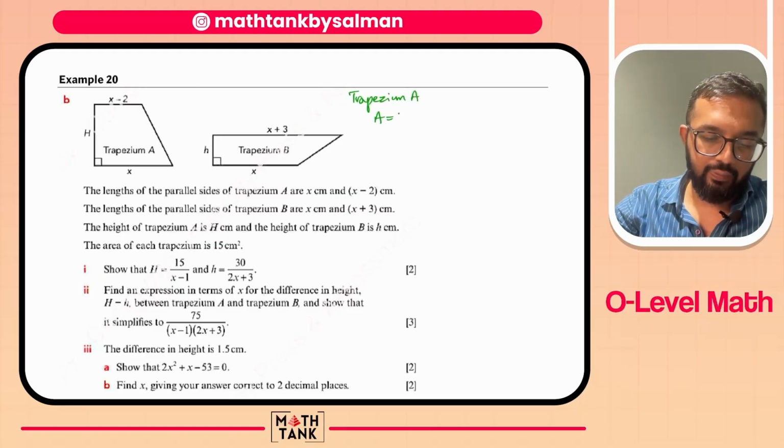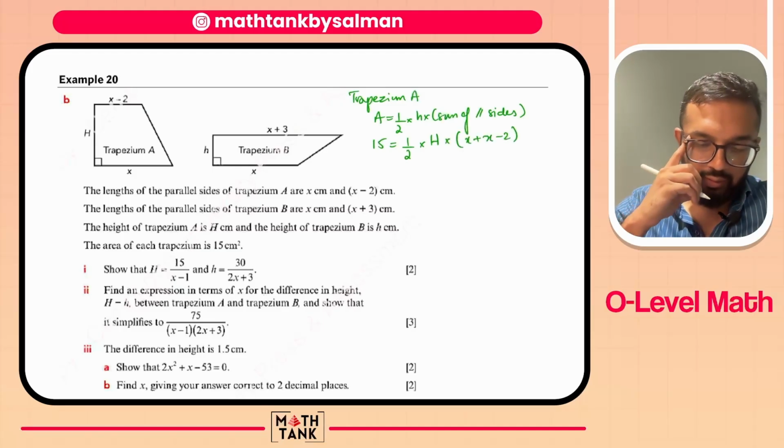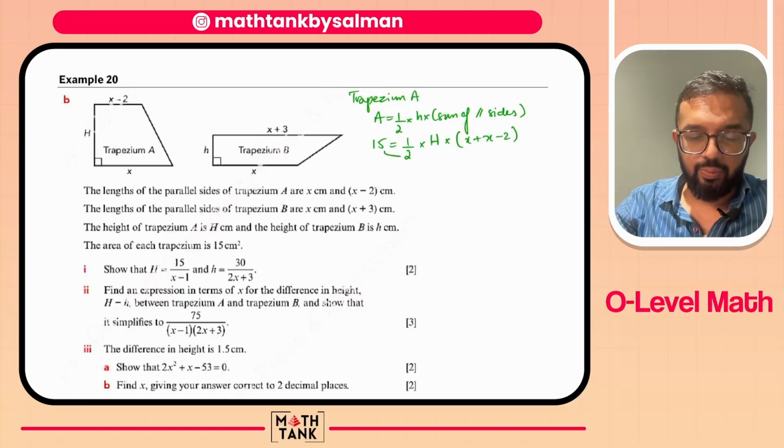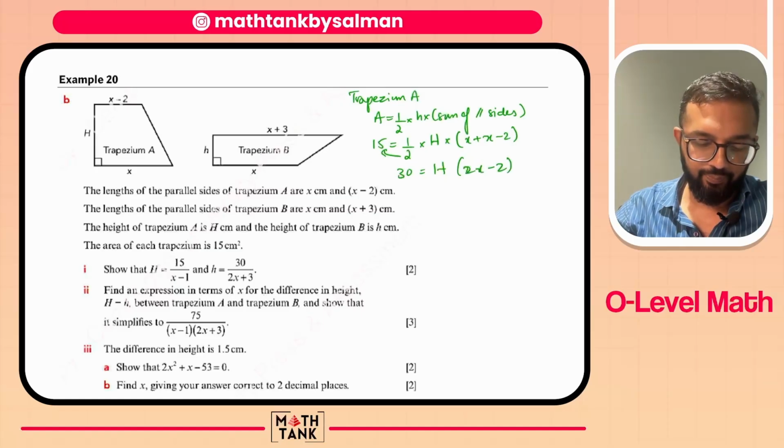Area is half times height times the sum of parallel sides. So this is 15, capital H, and the sides are x plus x minus 2. These fractions bother me, so I first multiply them. 30 equals H times 2x minus 2. Then 30 over 2x minus 2, because I'm trying to find H.